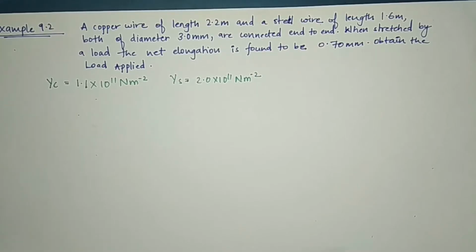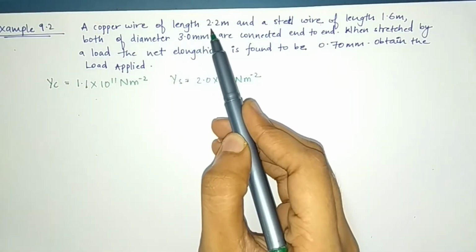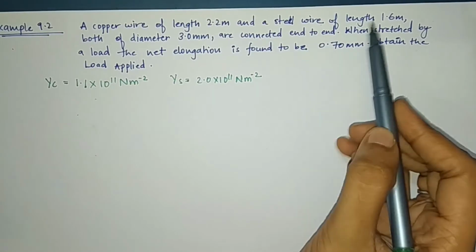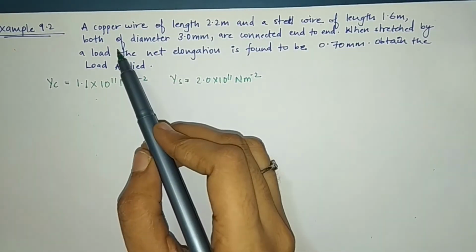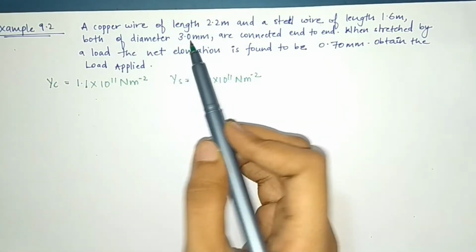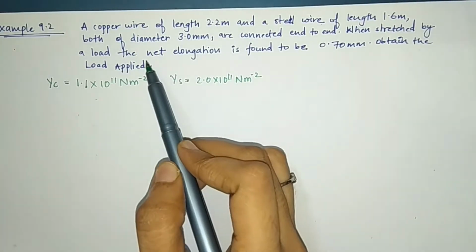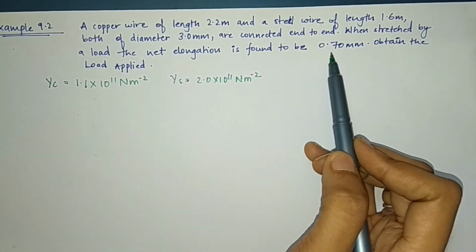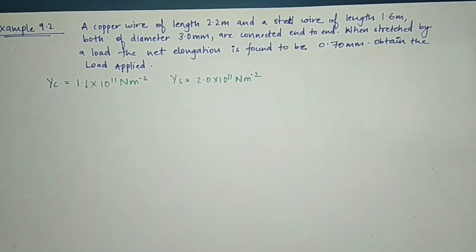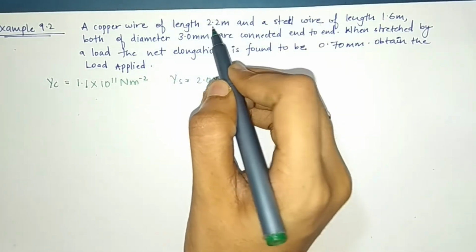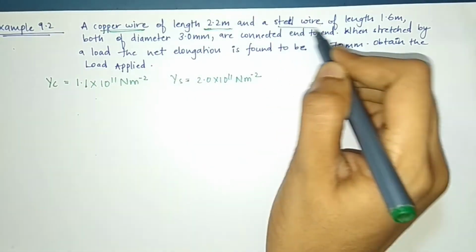So let's move ahead with example 9.2. In this it said that a copper wire of length 2.2 meter and a steel wire of length 1.6 meter, so there are two wires given, copper and steel, both with a diameter of 3 mm, are connected end to end. When stretched by a load, the net elongation is found to be 0.7 mm. Obtain the load applied. Okay, so let's see what's given. First is the length of the copper wire. Next is the steel wire length.